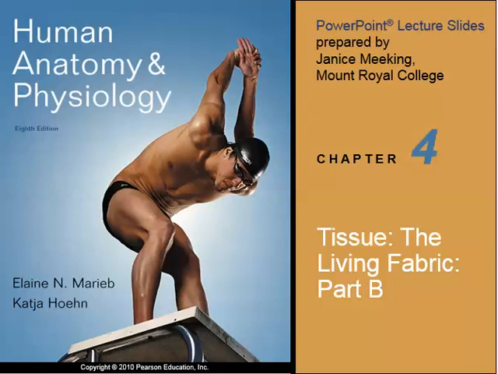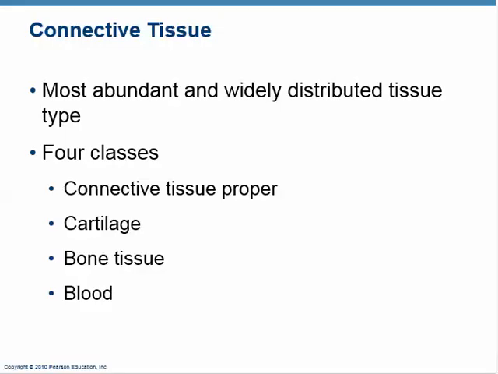Continue with tissues with connective tissue. So connective tissue is the second type of tissue. It's the most abundant, widely distributed, and it's the most variable type of tissue. And there are four fundamental classes of connective tissue: cartilage, bone, blood, and connective tissue proper. That is the tissue that actually connects things together.